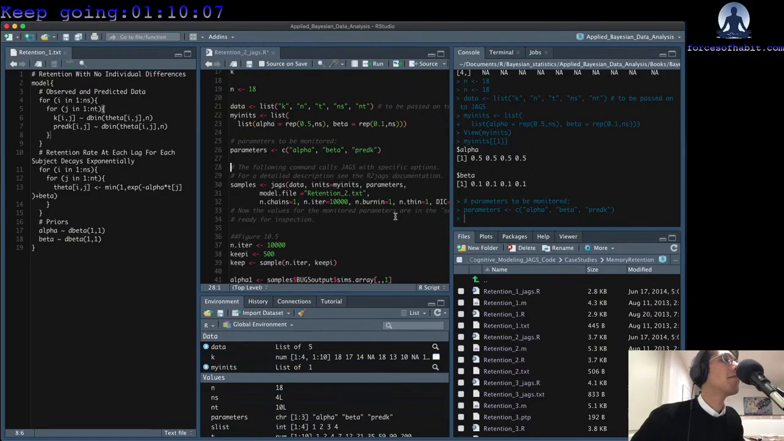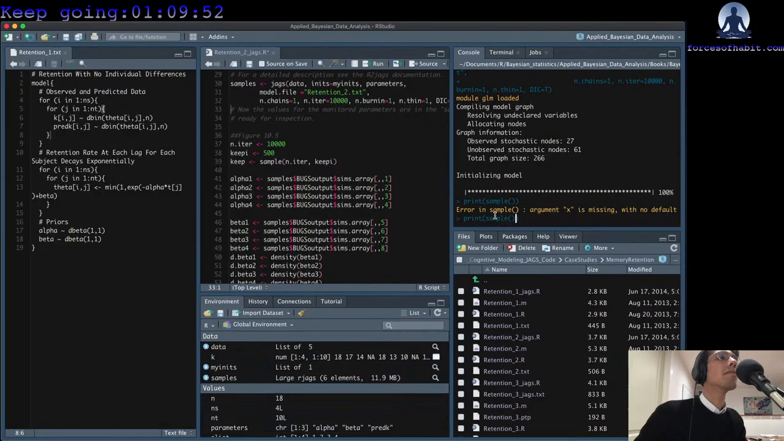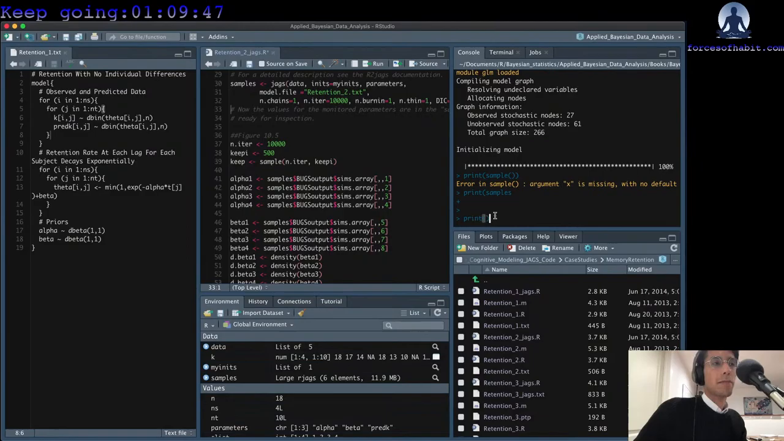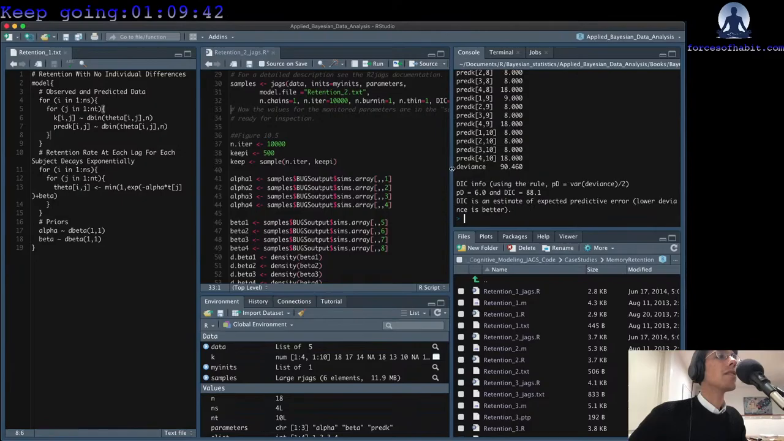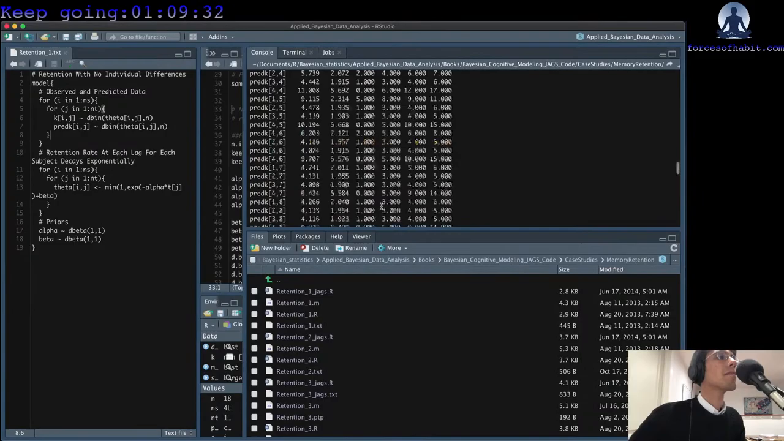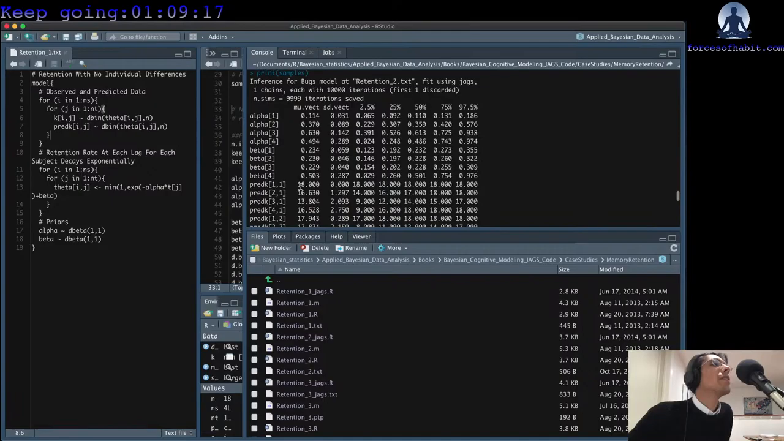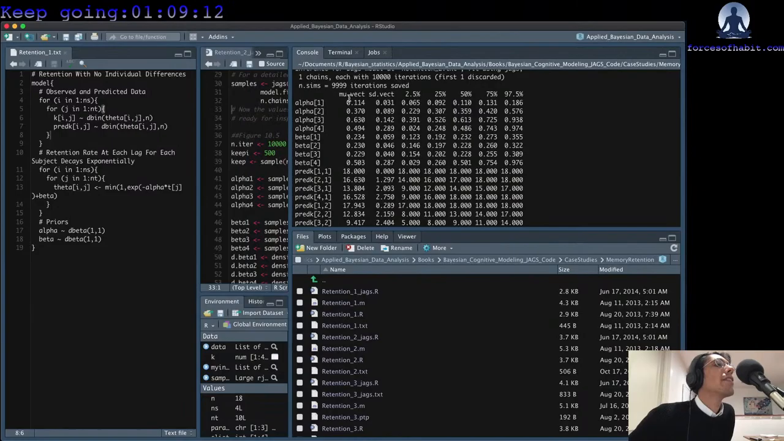Sample. Beautiful. Let's take a look at the summary. All right. We get predictions for each of the time points for each of the subjects. Here are the decay rates for each of the subjects. Higher indicates a faster rate of memory loss or faster decay of memory.